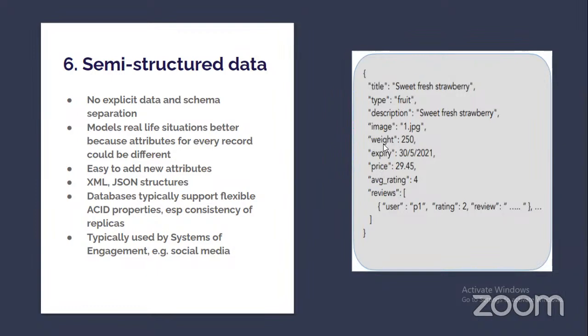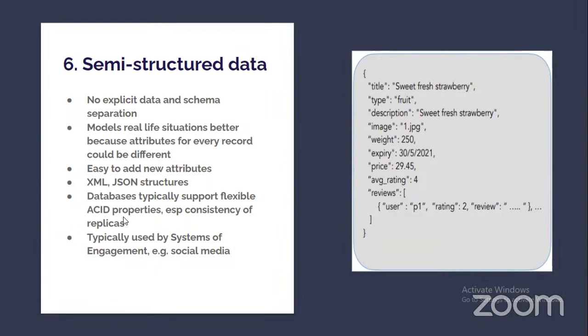And it could vary with the various kinds of different attributes that come with the data set, right? So no explicit data or schema separation models real-life situations better, because attributes for every record could be different, right? So it is not standard, with defined attributes spread across every element of the response in the JSON data. The variety of these attributes could differ. So it's easy to add new attributes. Okay. XML and JSON structures are examples of semi-structured data.